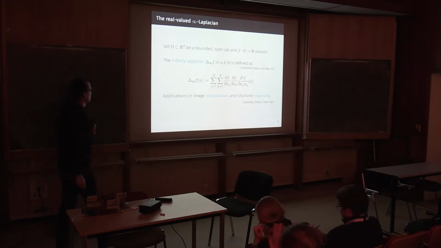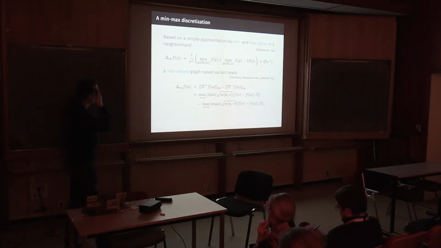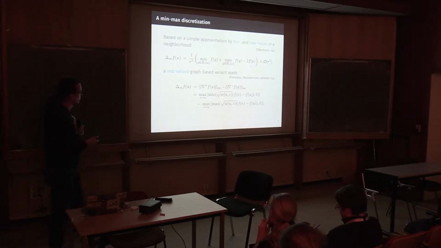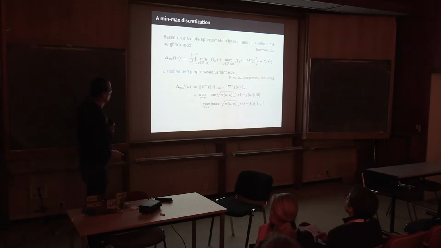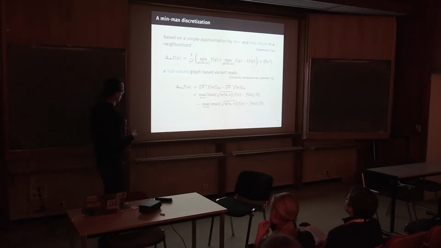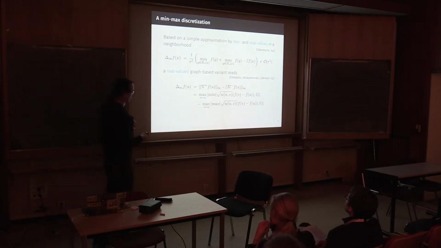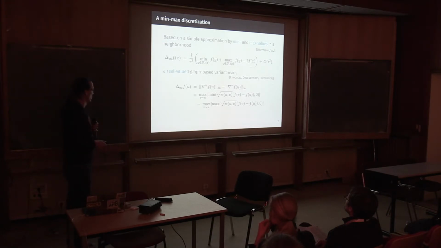And the idea is to generalize a characterization by Oberman from 2004. He approximates the infinity Laplacian by this term. So the maximum from an environment around x, the minimum plus the maximum minus 2 times the point, which is an approximation to the infinity Laplacian.